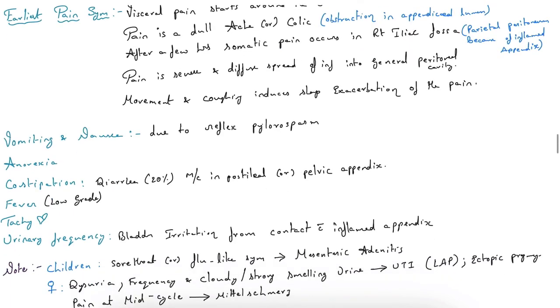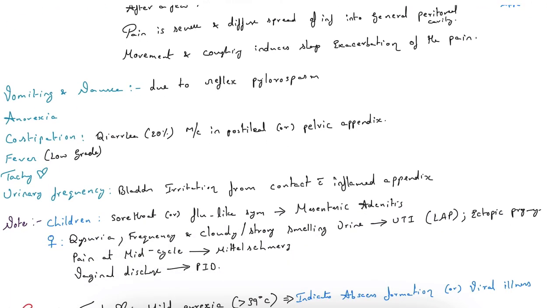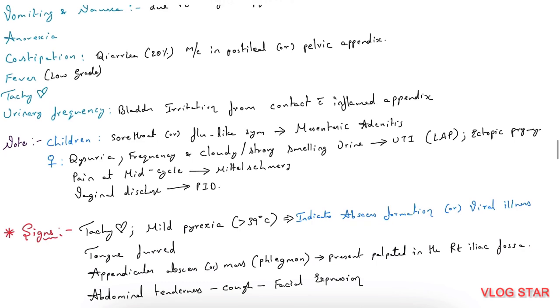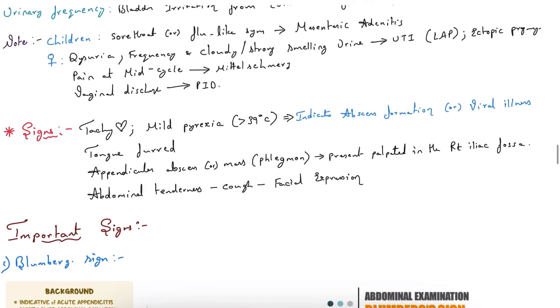And fever will be low grade, and we can see tachycardia and urinary frequency due to bladder irritation from contact with the inflamed appendix. Okay, so the main thing is, if any child comes to you with sore throat and flu-like symptoms, then we have to suspect mesenteric adenitis.